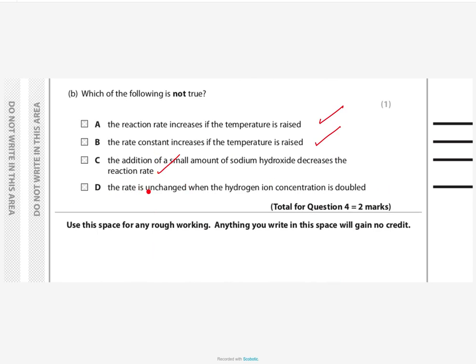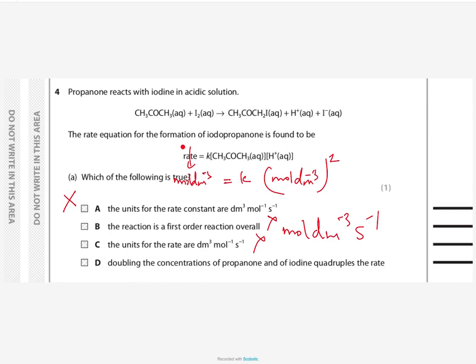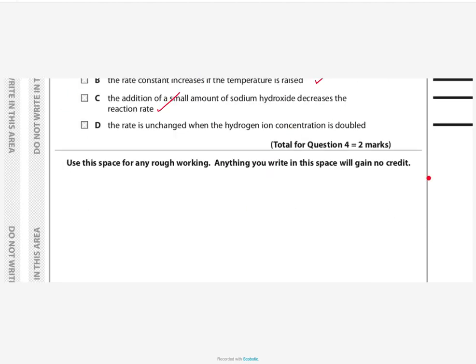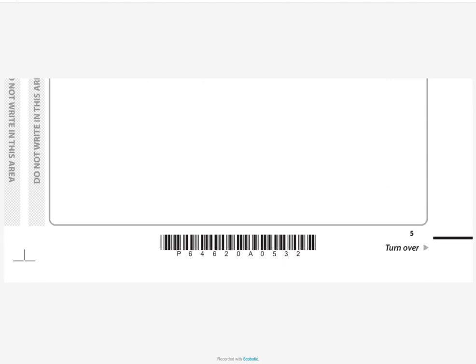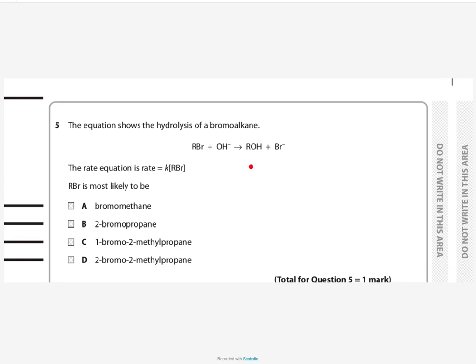We'll see. The rate is unchanged when the hydrogen ion concentration is doubled. Why not? Rate will change, right? If H plus concentration is doubled, the rate will change. That is wrong. It says unchanged, as H plus is in the slower step. Got it? Any questions?